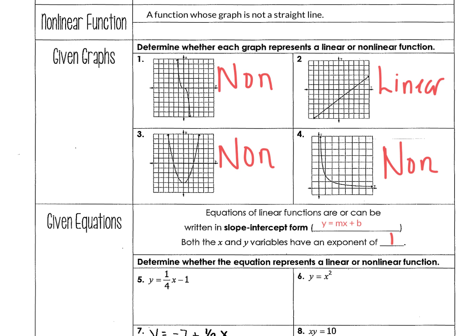We can also look at equations of linear functions and determine if they will form a line. In order to notice that, we should be able to get it in the form of y equals mx plus b, the slope-intercept form. Both x and y variables have to have an exponent of 1. So if we look at number 5, y equals 1/4 x minus 1. Well, that is in the form of y equals mx plus b. 1/4 is my slope, -1 is my y-intercept. So this is a linear function.